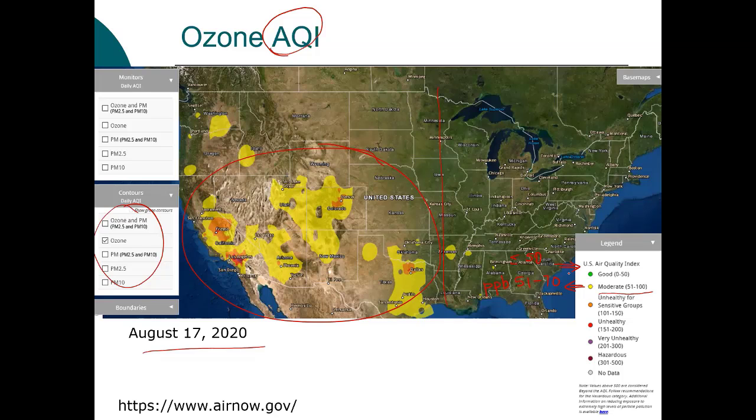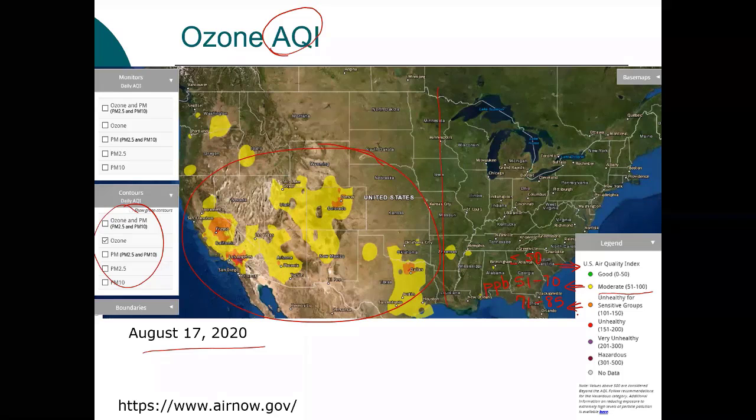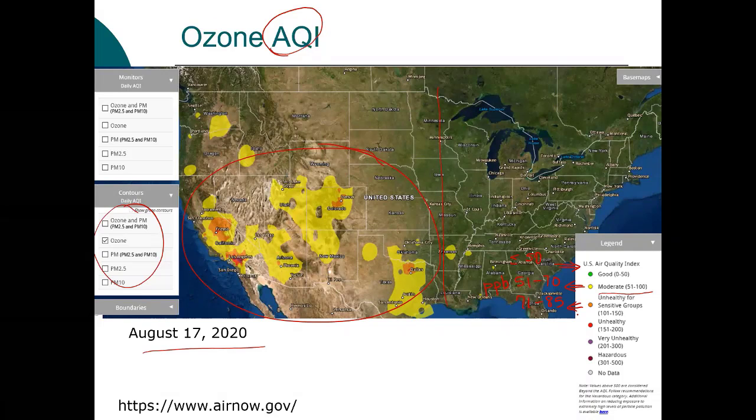If we look at unhealthy, we're looking at 71 to 85 parts per billion. That's unhealthy for sensitive groups. We're talking about groups that are immune compromised, groups that have asthma, COPD, other respiratory disease, also groups that have cardiac illness because of the impact of the pollutants on the cardiac system.